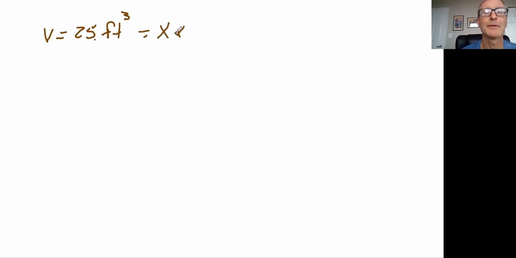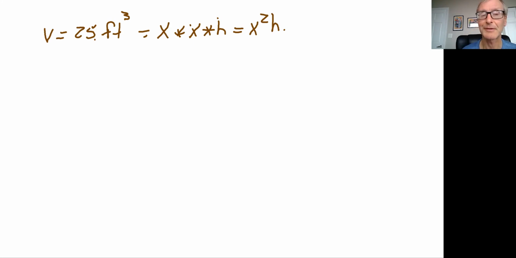So what we're doing in this one now is that we know that the volume equals 25, and here we're in feet. So it's cubic feet. And we know that the volume is the length times the width times the height. So the length is X, the width is X, and the height is H. So this would be X squared H. So we have one equation and two unknowns.